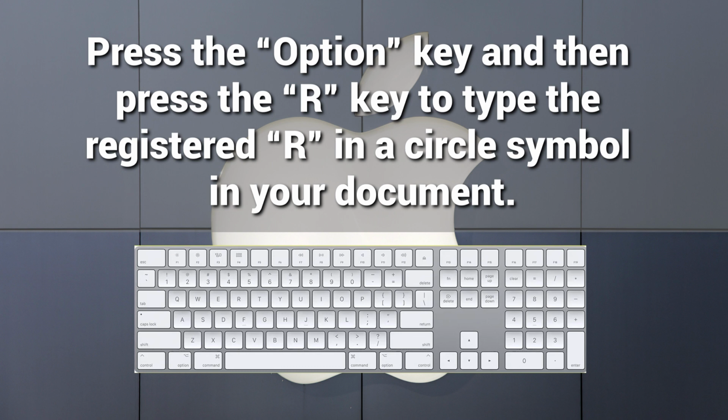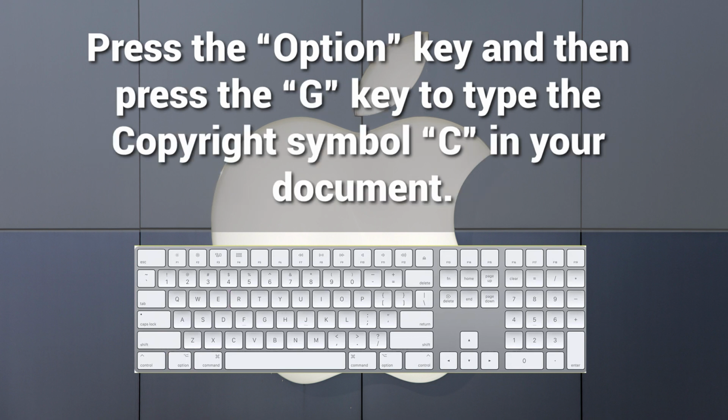If you want the R in a circle, you're gonna press and hold the Option key and then letter R. And then you're gonna let go of both of these. And if you want the copyright symbol, you're gonna press and hold the Option key and then the G key. That's how you get the copyright symbol.